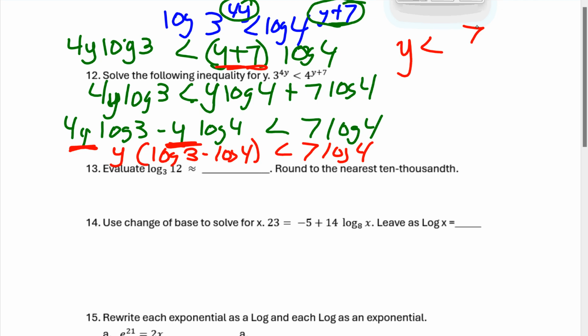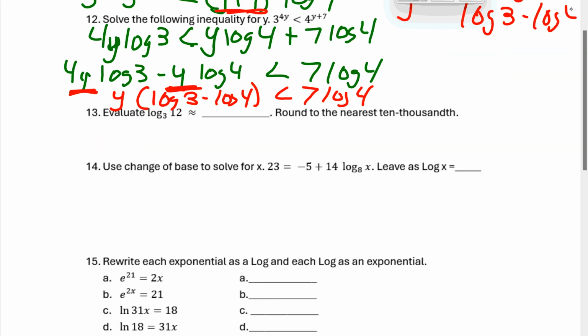7 log 4 over log 3 minus log 4. Okay, done. Next one, I'm just using the change of base formula. So log of the top over log of the bottom, plug that in, see what you get. This one is a little more work, but I want to leave it as log x, so I'm going to use the change of base formula.